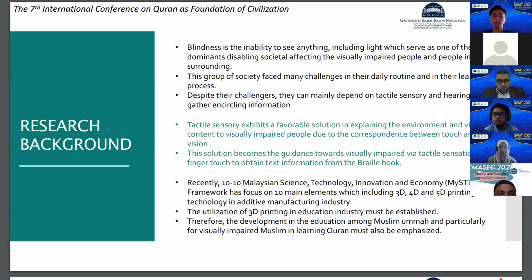Recently, the Malaysian Science, Technology, Innovation and Economy framework, known as MySTIE, has focused on 10 main elements, including 3D, 4D and 5D printing technology in the additive manufacturing industry. The utilization of 3D printing in the education industry must be established. Therefore, development in education among the Muslim Ummah, particularly for visually impaired Muslims in learning the Quran, must also be emphasized.